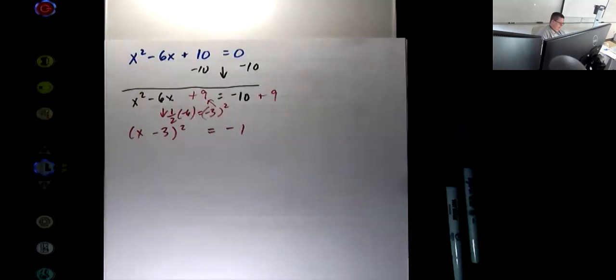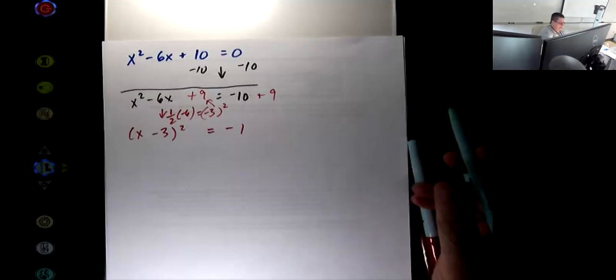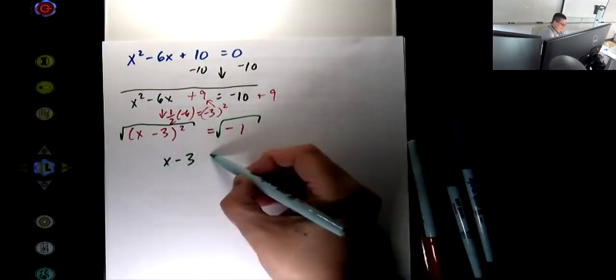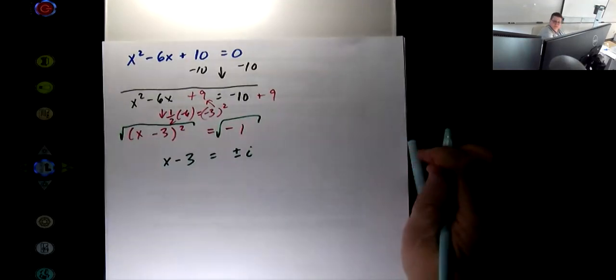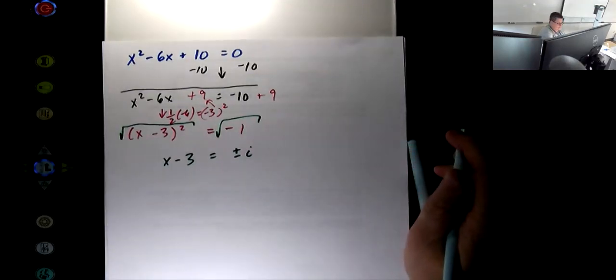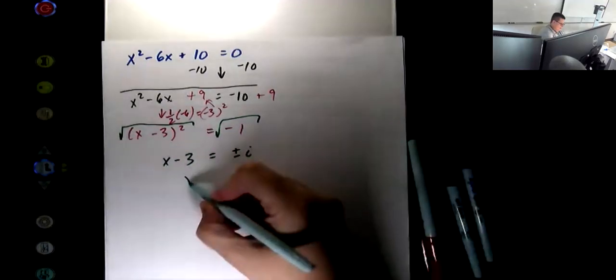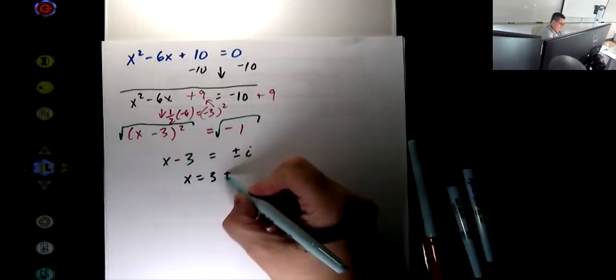So we go through this one. We move the -10 over, we cut the -6 in half, we get -3. -3 squared is 9, so that's what we're gonna add to both sides. We end up with x minus 3, that quantity squared, equals -1. We hit this with the square root, and we get x minus 3 equals plus or minus i. I add 3 to both sides, I get the 2 answers.